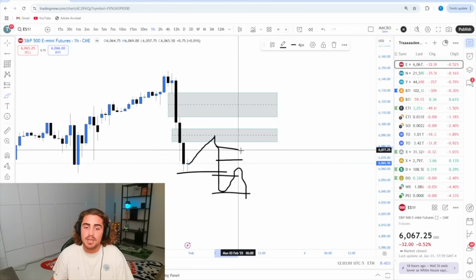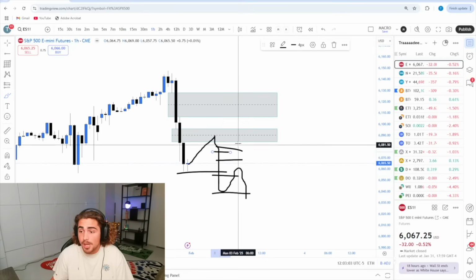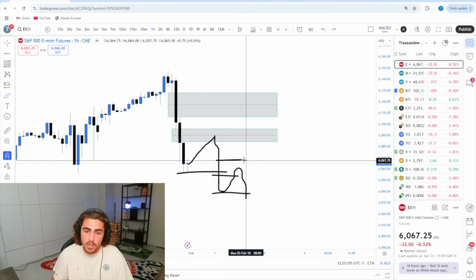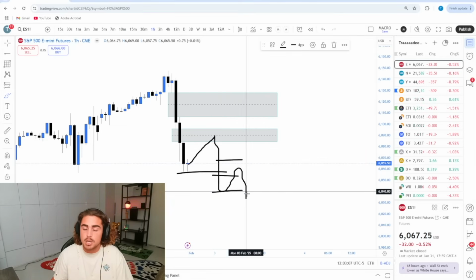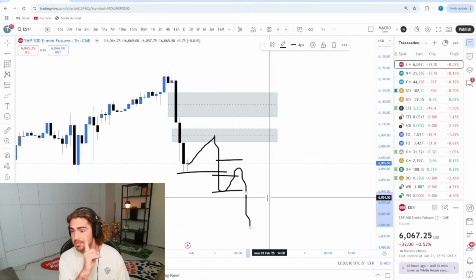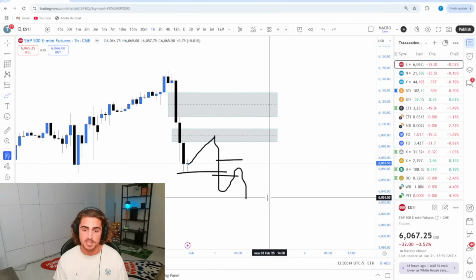Now we don't care if there's a fair value gap up here, an order block, or a breaker block. We don't care about it because we filled this fair value gap and then we took out this low and we continued the downtrend. Now, the reason why I brought this up is not only for fair value gaps, but also for inverse fair value gaps.